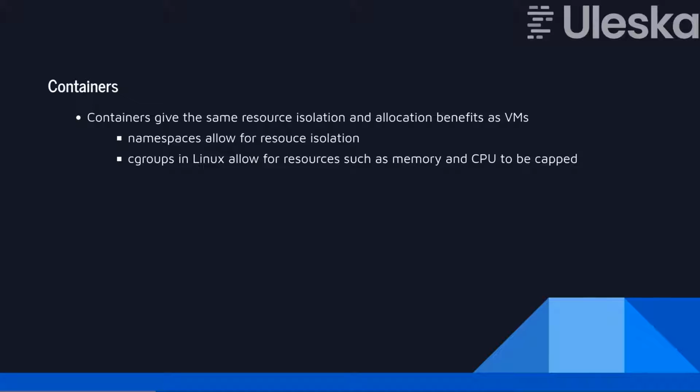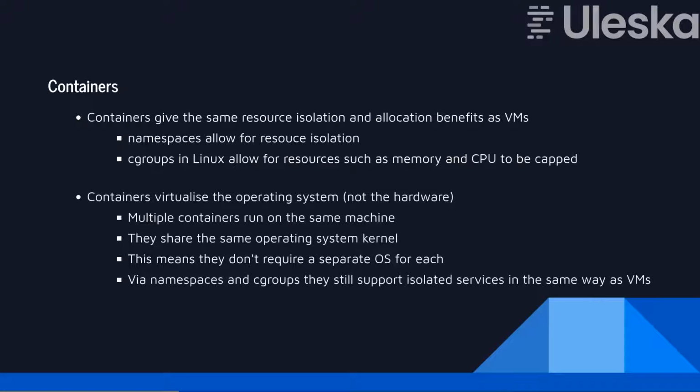And then control groups. These allow you to allocate things such as CPU and memory. In contrast to virtual machines, they actually virtualize the operating system, not the hardware. So they don't try and pretend that there's multiple CPUs or anything.